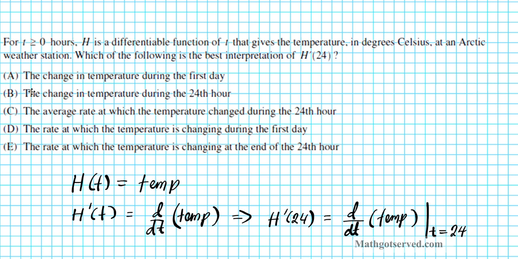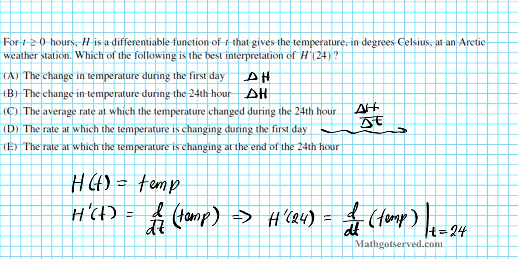So let's take a look at the options that we have right here. Change in temperature on the first day, change in temperature on the 24th day. These are just delta H's, okay? Delta H, delta H. These are just change. Average rate of change of the temperature during the 24th hour. Average rate of change basically is not the instantaneous rate of change. Okay, so average rate of change is basically delta H over delta T over a time period. And then this is the rate at which the temperature is changing during the first day.